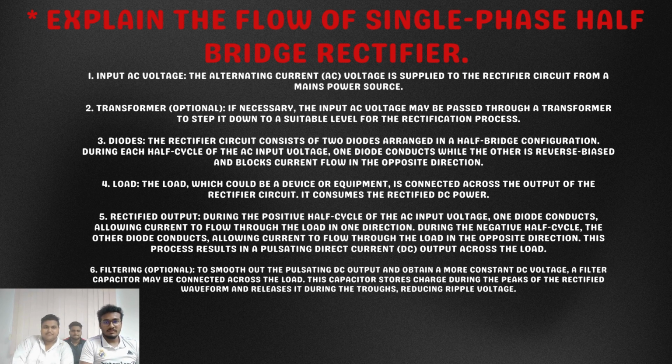Fourth, load. The load, which can be a device or equipment, is connected across the output of the rectifier circuit, which consumes the rectified DC power. Fifth, rectifier output. During the positive half cycle of the AC input voltage, one diode conducts, allowing current to flow through the load in one direction. Sixth, filtering. To smooth out the DC output and obtain a more constant DC voltage, a filter capacitor may be connected across the load.